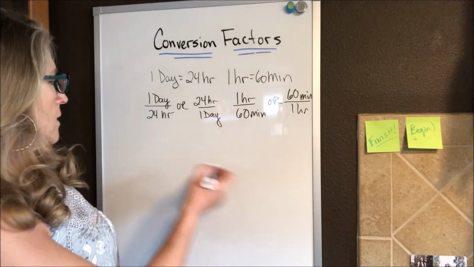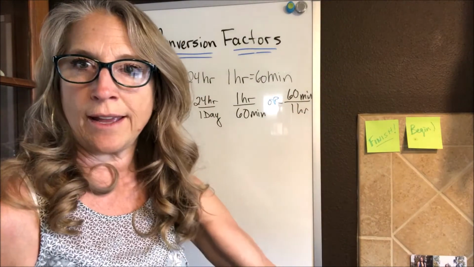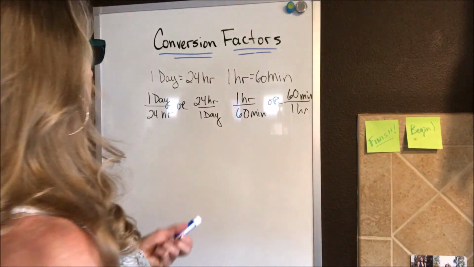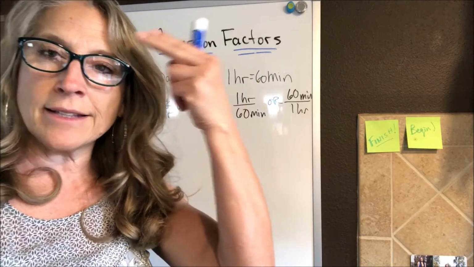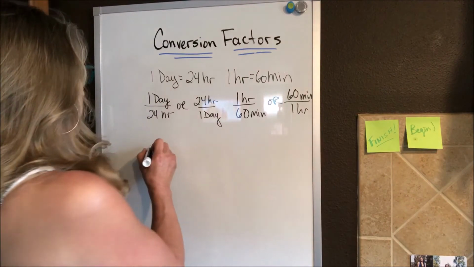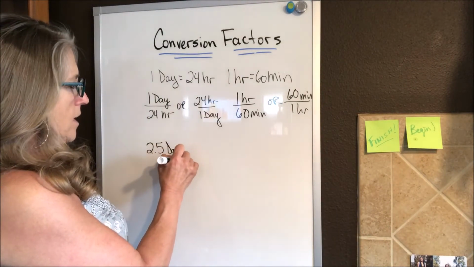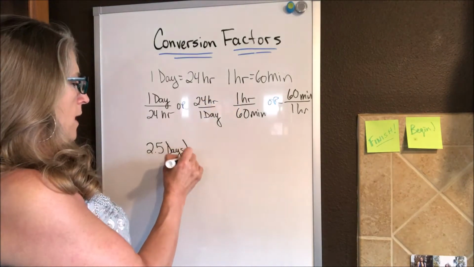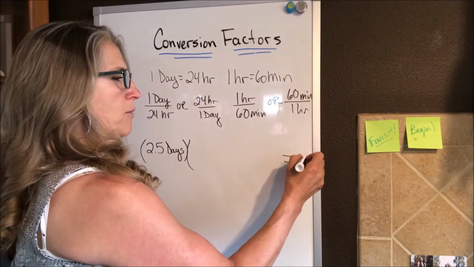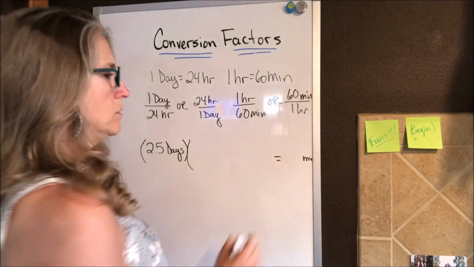And so we're going to start here, 2.5 days. Well, 1 day is 24 hours. 2 days is 48 hours plus 12. That's going to be 60 hours, right? That's pretty easy to figure out just in our minds. But let's use our conversion factors to figure it out. So I have 2.5 days, and I'm going to multiply that. And over here, I want minutes. That's my goal.